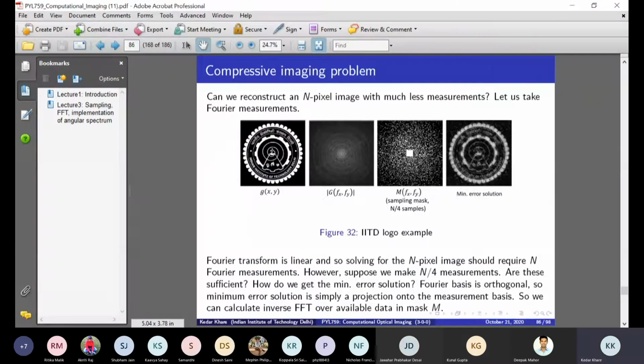Let us continue with our discussion from yesterday. You see that we have a picture g(x,y), and we have the Fourier transform. I have shown the magnitude of the Fourier transform. And then I have shown a sampling mask where the Fourier transform was actually measured. It happens to be only 1/4 of the samples as the number of pixels.